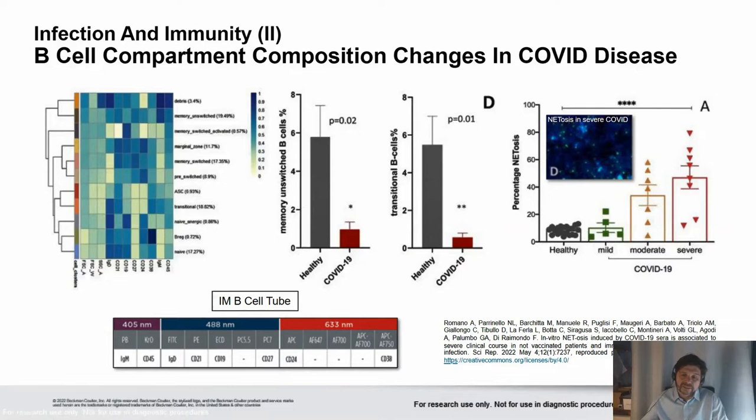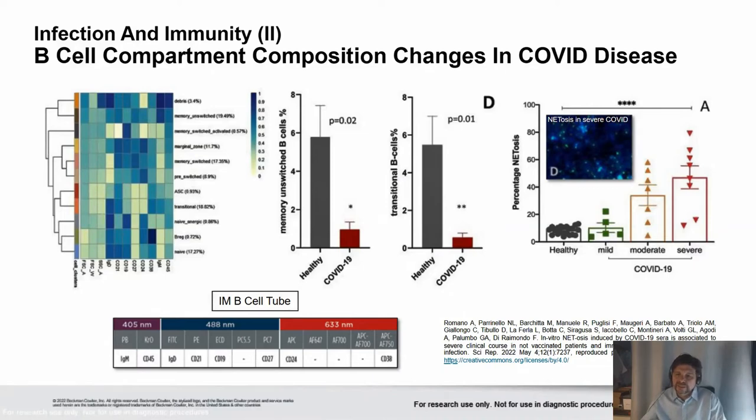And the authors find in this study that by clustering all these populations in the different cohorts, they can find a pretty prominent difference between the memory unswitched B cells in healthy cohorts and the COVID-19 cohort with a moderate to severe course of the disease. And the same holds true for transitional B cells. So with this simple standardized tool, we can find out this subtle difference in the B cell compartment.